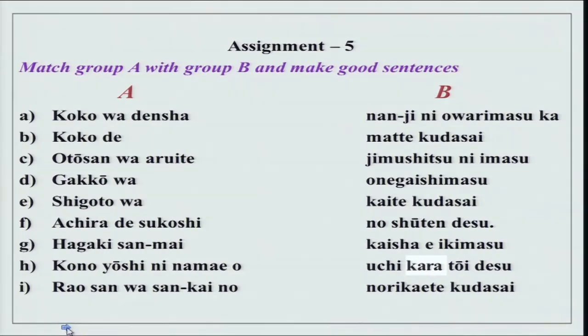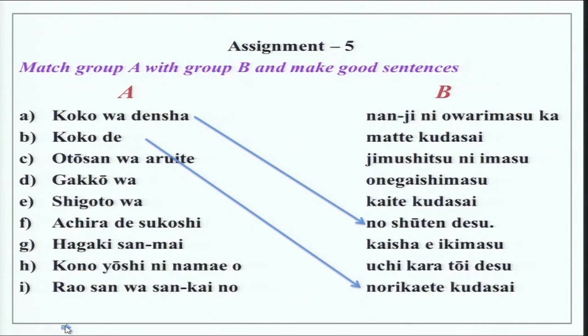So, let us see. Koko wa densha no shuten desu. Shuten is a terminal. Koko de norikaete kudasai. Te kudasai. Norikaemasu is to change from one mode of transport to another. Thus, it is norikaete kudasai. Please change over here. Otosan wa aruite kaisha e ikimasu. Please remember, it is always aruite ikimasu and not ashi de ikimasu for walking.